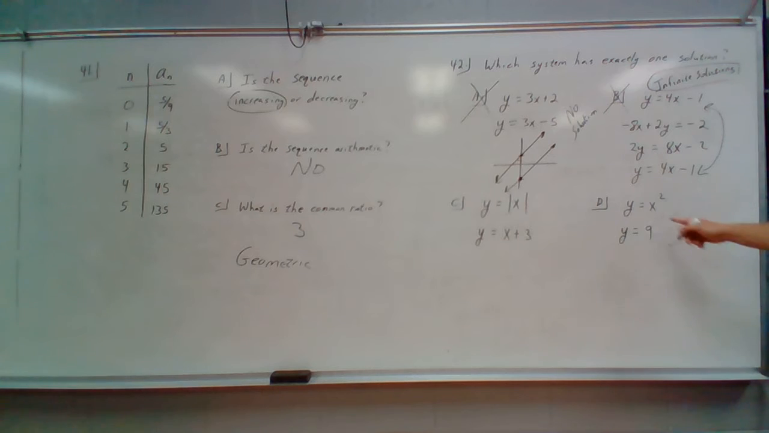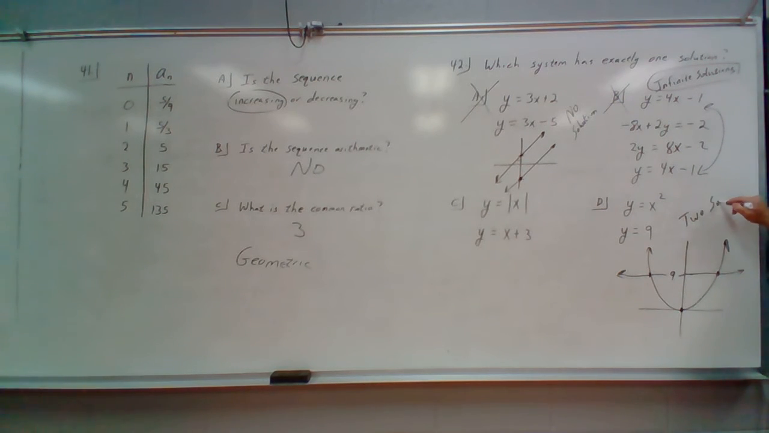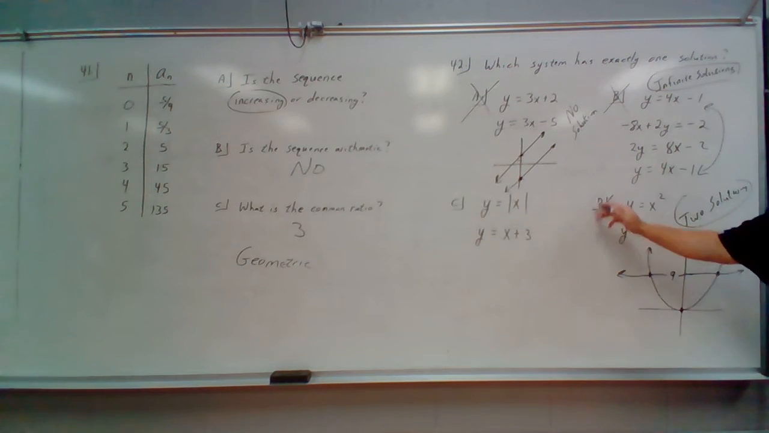All right, let's have a look at this one. Here we have y equals x squared. That's easy to graph. That's a quadratic. You can graph that in your sleep. It's a parabola that looks like this. And we have y equals 9. That's a constant function right here at 9. So it goes like this. And you can see that this has 2 solutions. All right. That's not exactly 1, so that one's out.